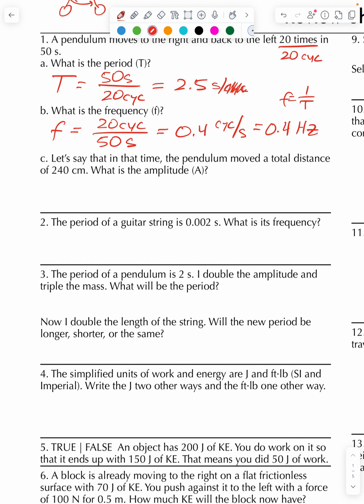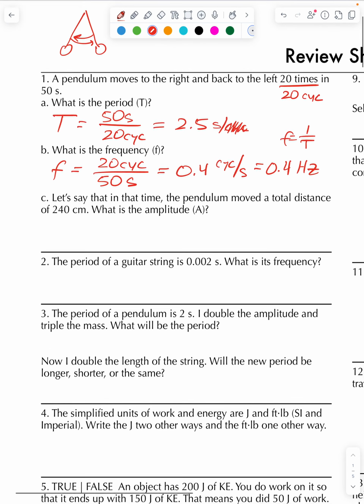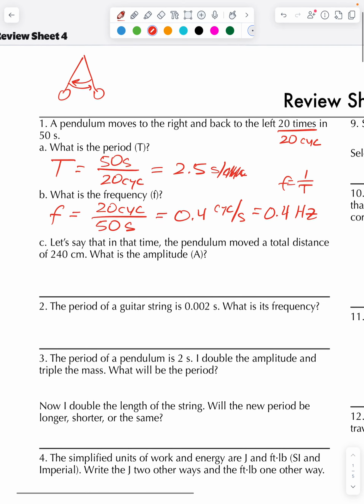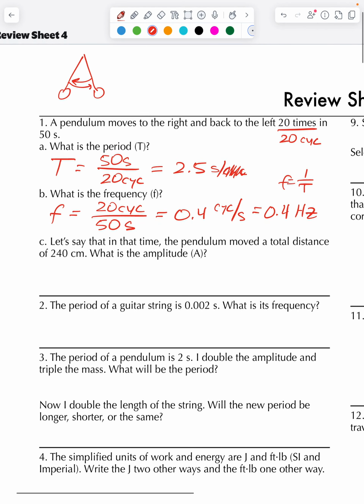Let's say that in that time, the pendulum moved a total distance of 240 centimeters. What is the amplitude? Okay, here's something I told you to memorize. Well, first of all, identifying something here. Let me just use another color. Let me split this down the middle. The amplitude is the maximum displacement from the average or resting position. So that represents the amplitude from where it would be resting if it weren't vibrating back and forth to its maximum displacement to the left or the right.